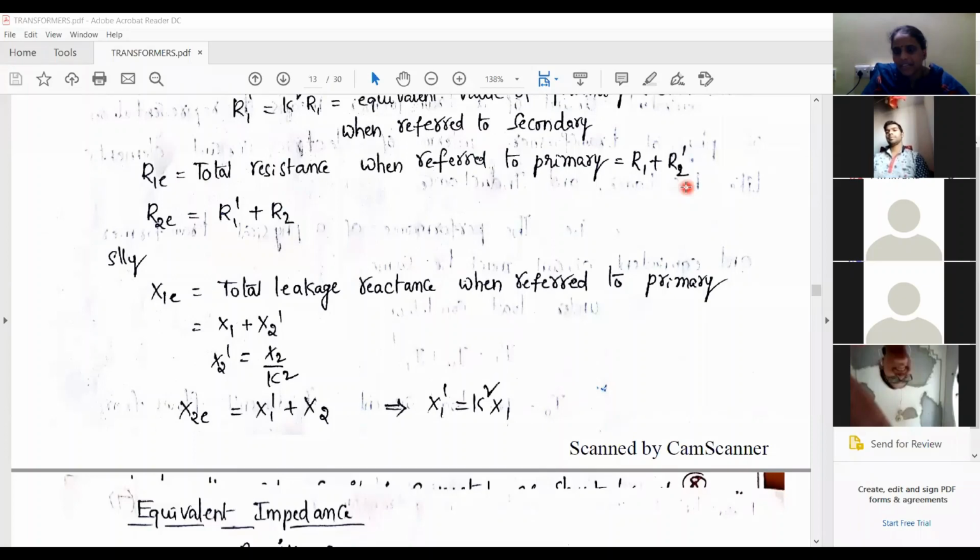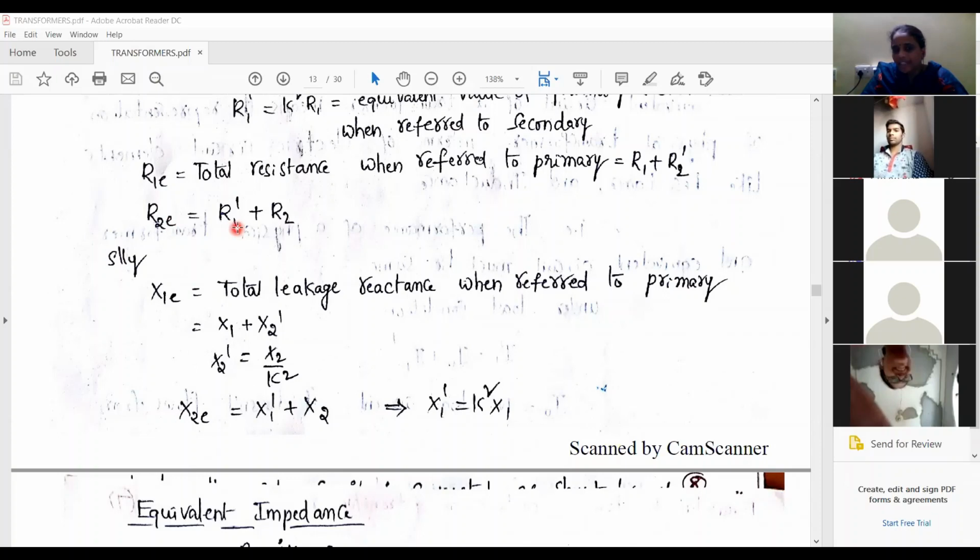Are you able to understand? Yes ma'am. Okay. Now, so secondary resistance. You see that now I am writing the resistance, that secondary equivalent resistance. This is a primary equivalent resistance. This is secondary equivalent resistance.